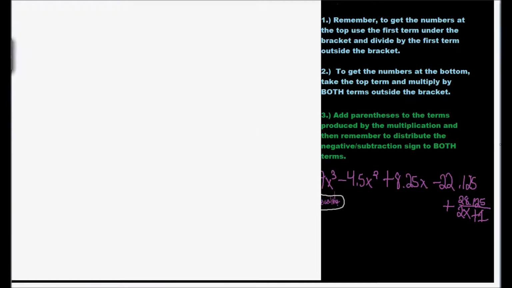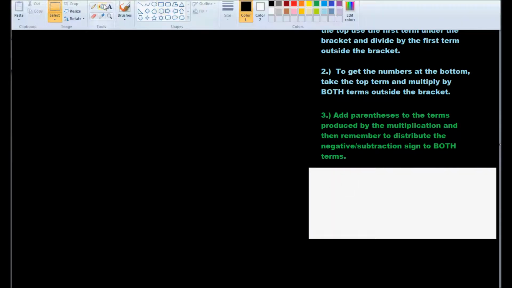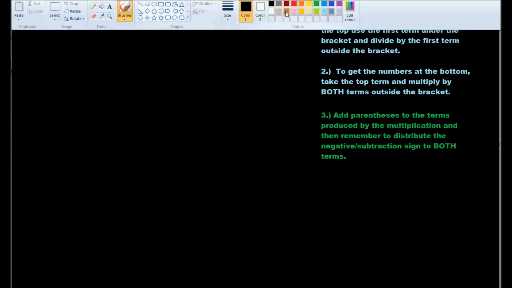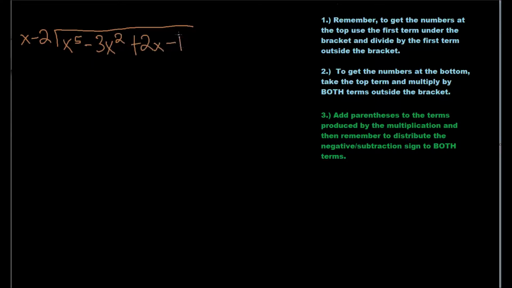The next problem that's going to be demonstrated is x to the fifth power minus 3x squared plus 2x minus 1, all divided by x minus 2. You're again going to get the top numbers, or your quotient, by dividing, and when you're moving back down to subtract the numbers, you go back down by multiplying. Remember, opposite direction, opposite operation.